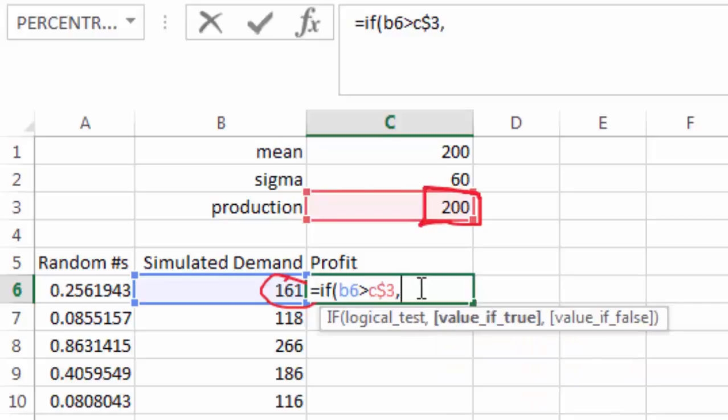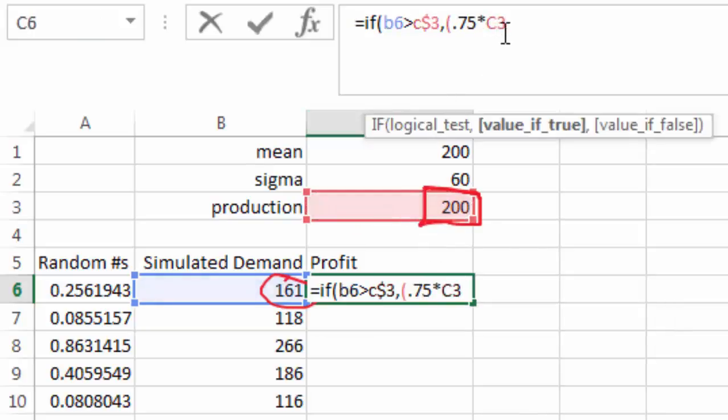If that's the case, I'm going to wind up making a profit of (0.75 cents per cookie) times the number of cookies I produce, which is C$3. I'm going to be filling this 1,000 times, so I have to lock my cell references for the fixed values, which is the production here. Okay, so I can close the parentheses. That part's easy. So what we just did represents our profit if demand is equal to or greater than what we produce.